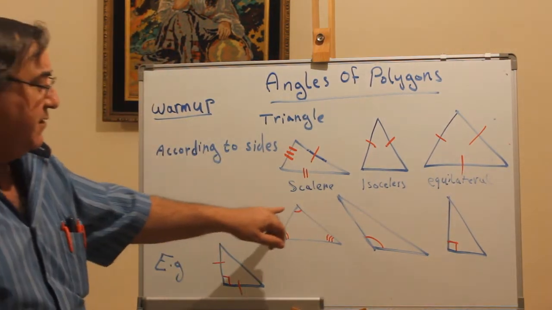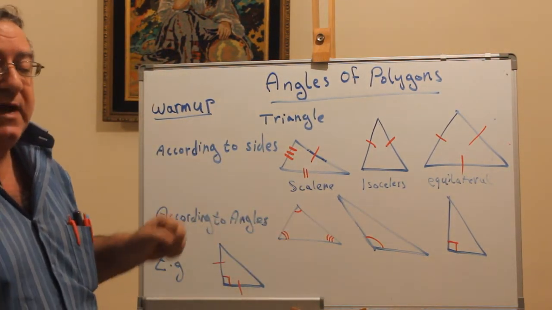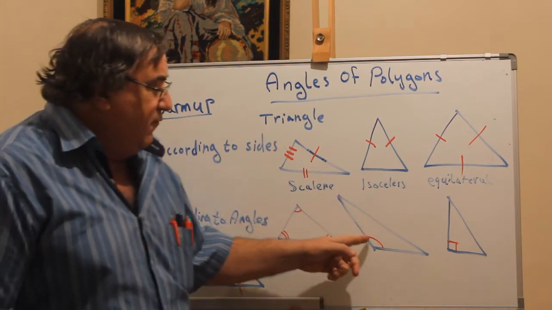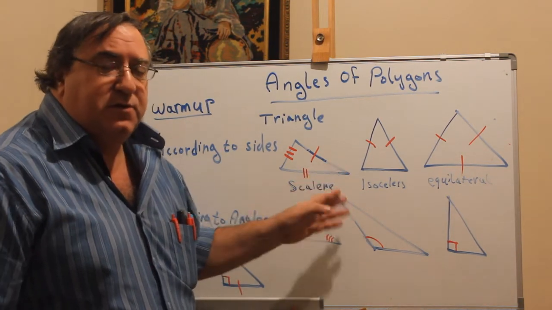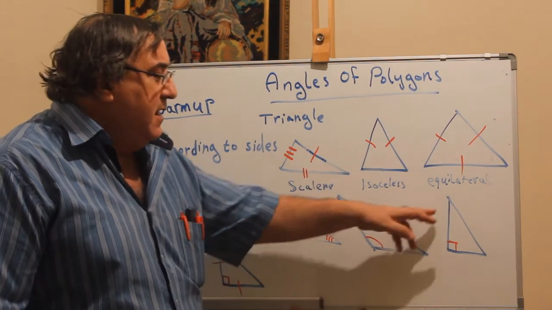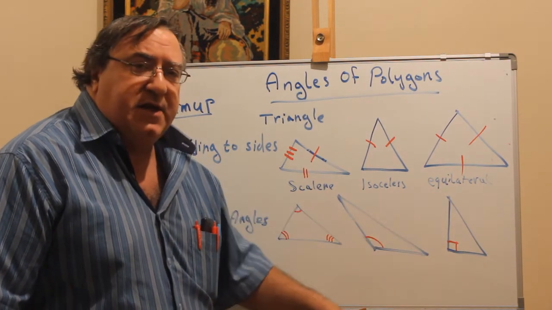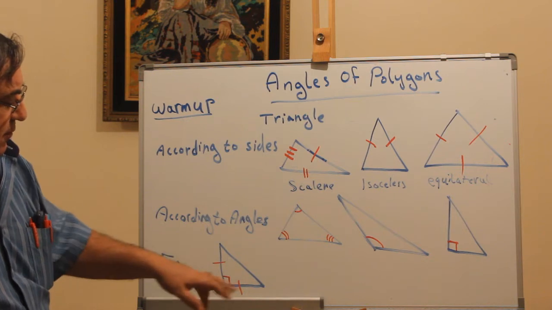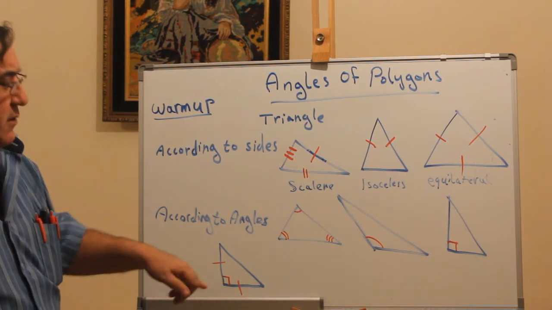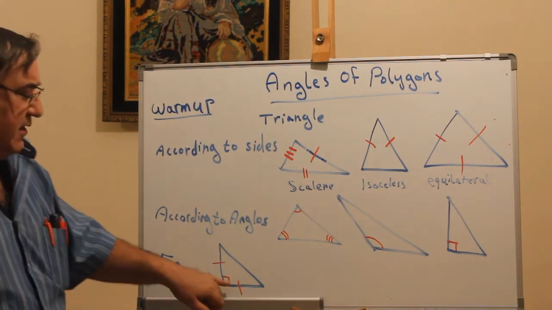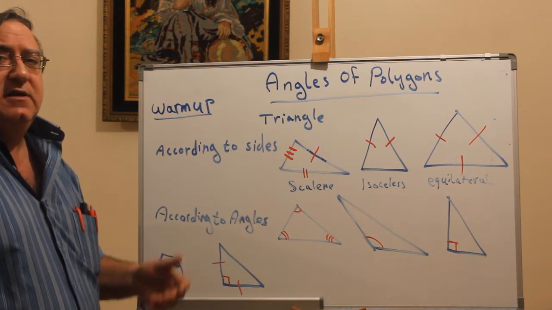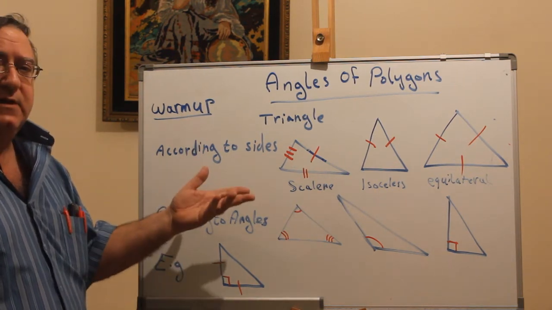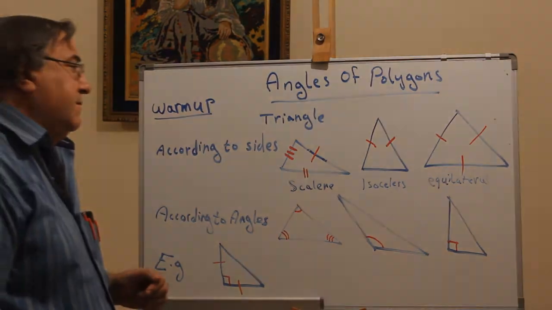According to angles, if the 3 angles are acute, we call it acute triangle. If one of the angles is obtuse, we call it obtuse triangle. And this we call a right angle triangle. Suppose we have a triangle in this form, 2 sides are equal and right, we call it isosceles right triangle. That's the way we name the triangles. Now we go to quadrilateral.